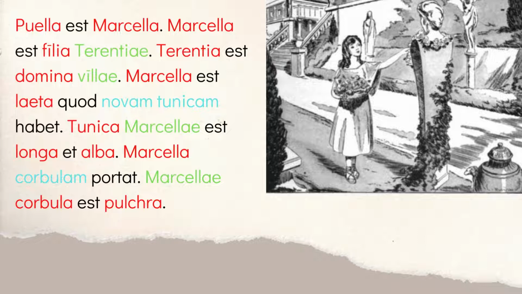The only option we have at this point for what it could be, having that AE ending, if it's not a plural subject, is genitive singular. And it makes the most sense. Again, you're saying Marcella is the daughter of Terentia.